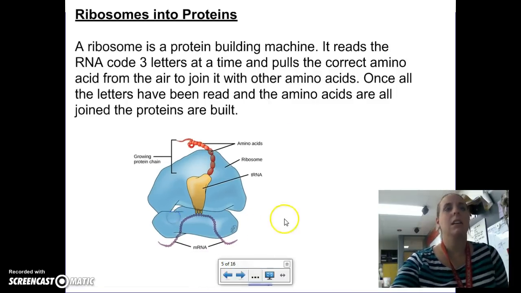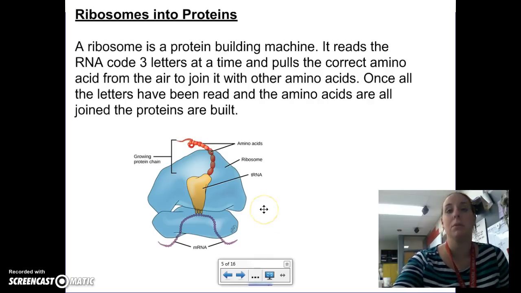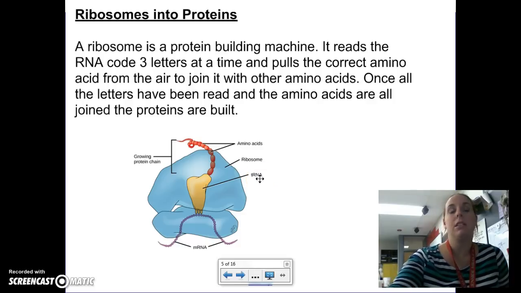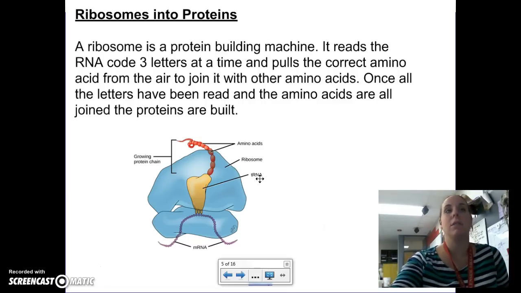This is ribosomes into protein. So the ribosome is an organelle, and we learned about that in the first unit that we studied when we studied cells. A ribosome is a protein building machine, and it reads the RNA 3 letters at a time and pulls the correct amino acids from the air to join it with other amino acids.